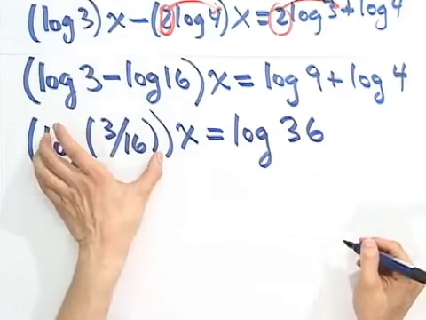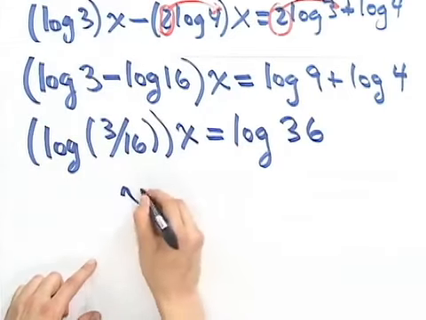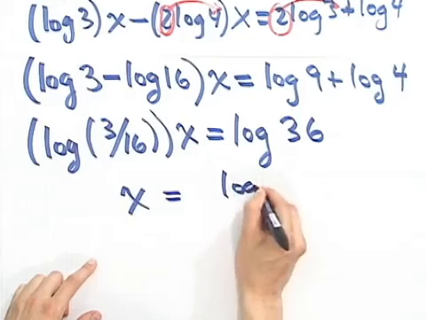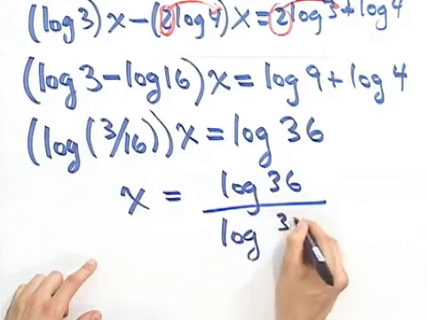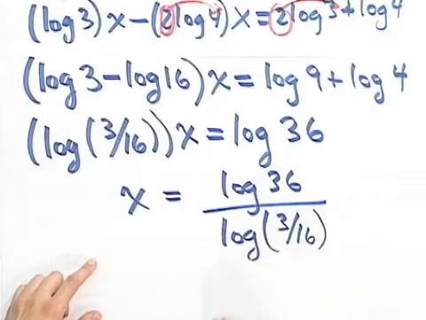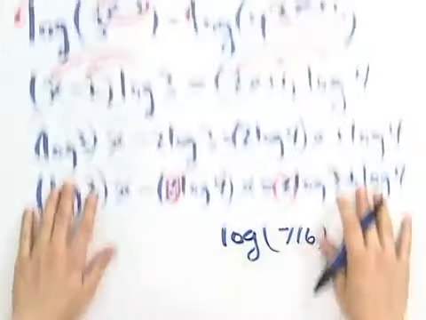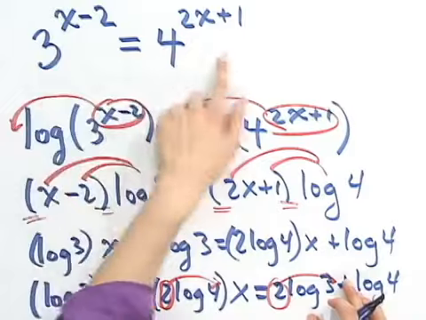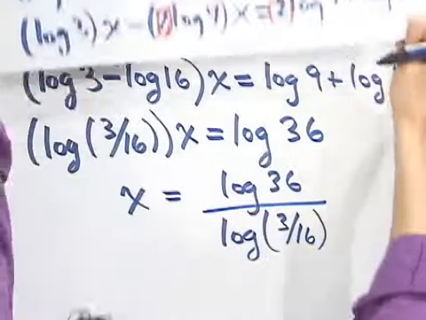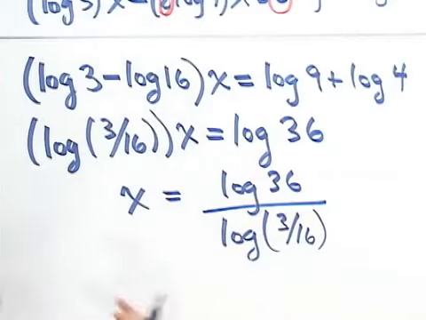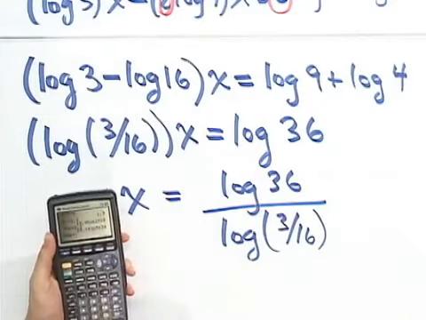If I divide through by this thing, that's a number, I get what x equals. So x, it turns out, equals log 36 divided by log of 3 over 16. So that's the answer. What is the x that satisfies this? It turns out the answer is some exotic x. It's that. What does that equal numerically? Well, you can just pop on a calculator and take a look at it if you want.